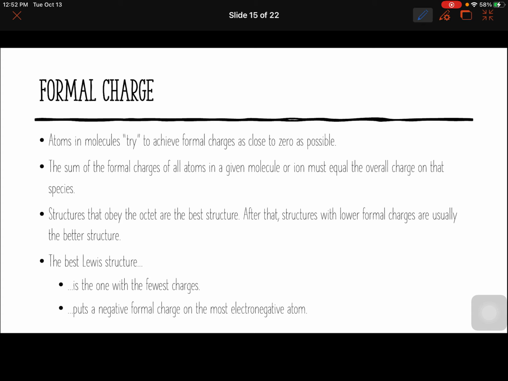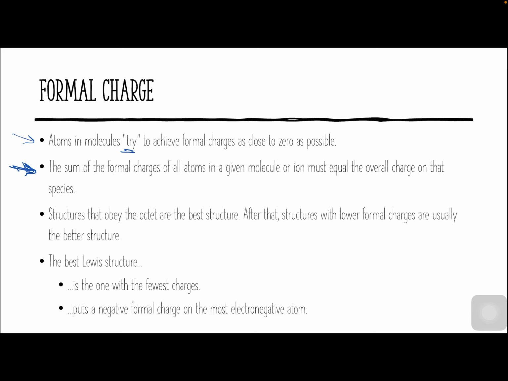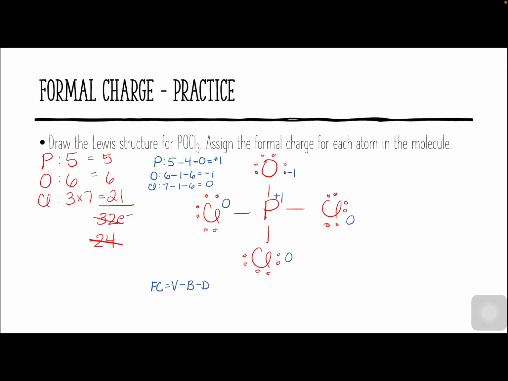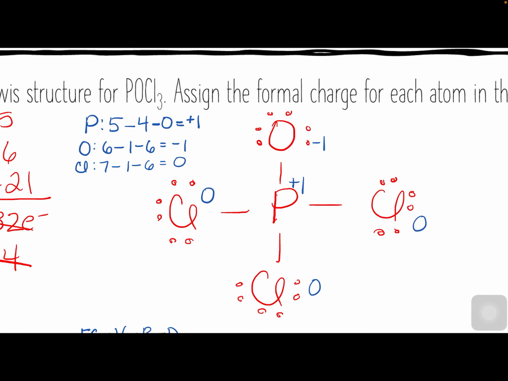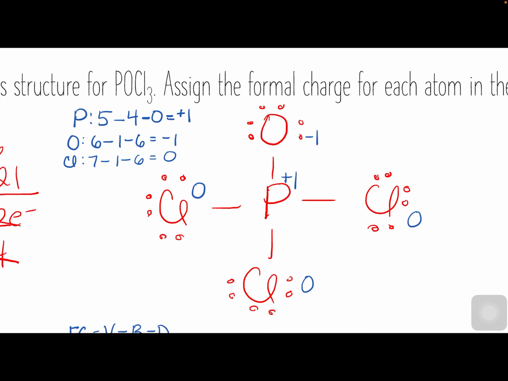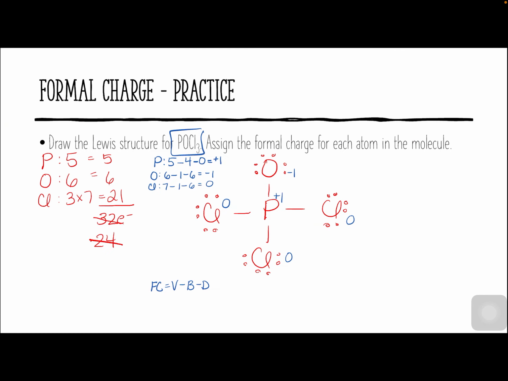So for formal charge information here, atoms and molecules try, quote unquote, because they're not really trying, to achieve formal charges as close to 0 as possible. The sum of the formal charges of all atoms in a given molecule or ion must equal the overall charge on that species. So in this example, if we add up all the formal charges that we calculated, 0 plus 0 plus 0 plus positive 1 plus negative 1, it does equal 0. And this is a neutral molecule. There's no charge written there. So those formal charges are valid.